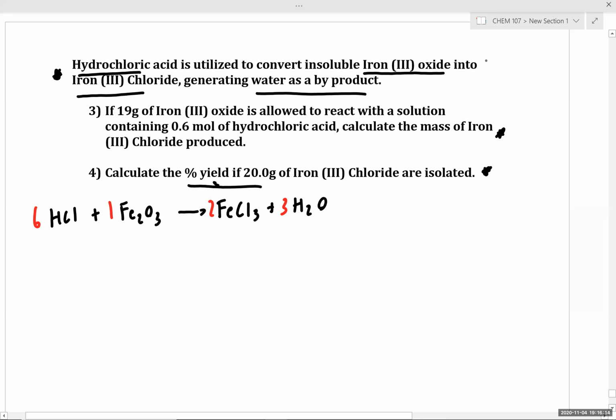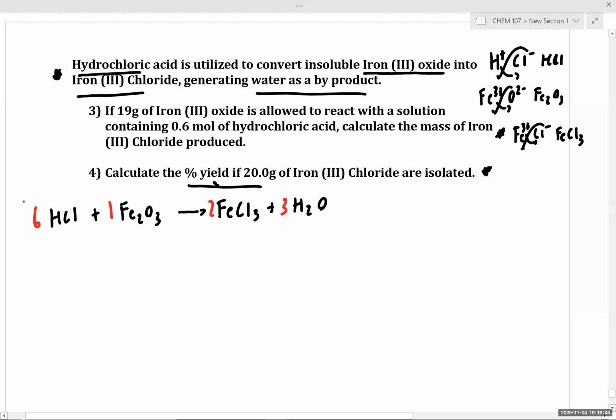So hydrochloric acid, we have H plus, Cl minus, we cross our charges, HCl. Not too bad. Iron 3 oxide, we have Fe3+ and O2-. We cross our charges, we get Fe2O3. Iron 3 chloride, we have Fe3+ and Cl-, we cross our charges, we get FeCl3.